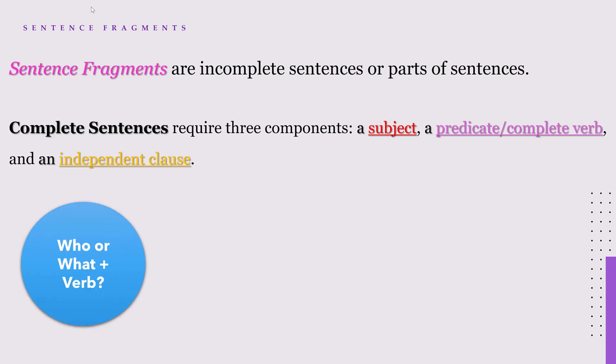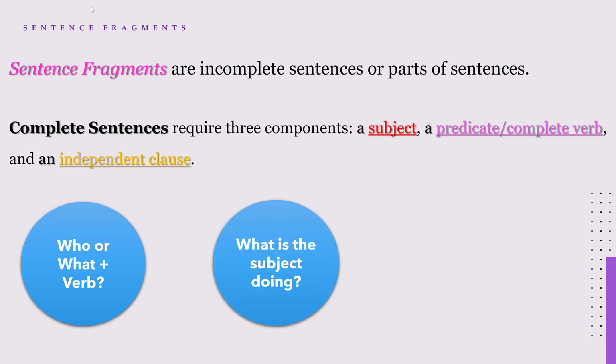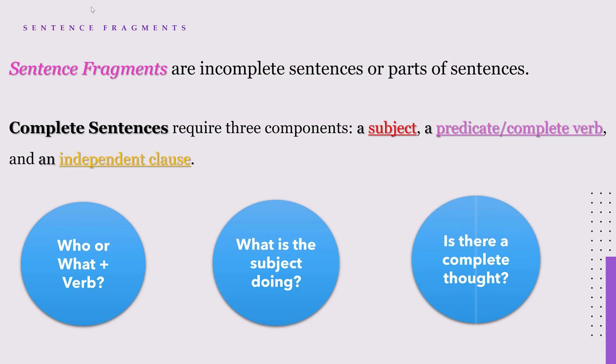The subject of any sentence is the noun that performs the verb. And so the easiest way of identifying the subject is to ask who or what of the verb. The predicate or complete verb says something about the subject. So the question is, what is the subject doing? An independent clause includes a subject and a predicate that can stand alone as a complete sentence. So the question is, is there a complete thought?